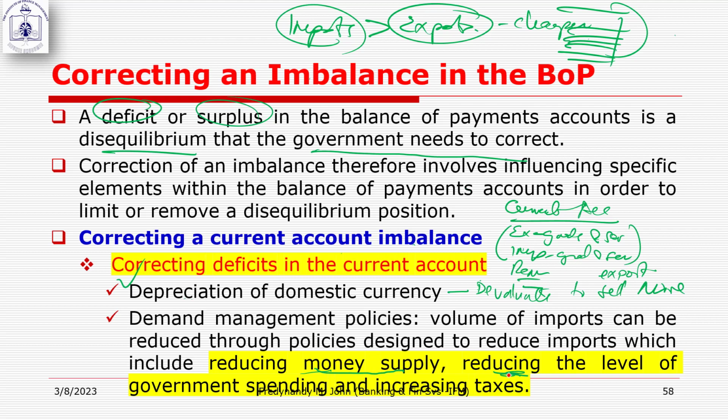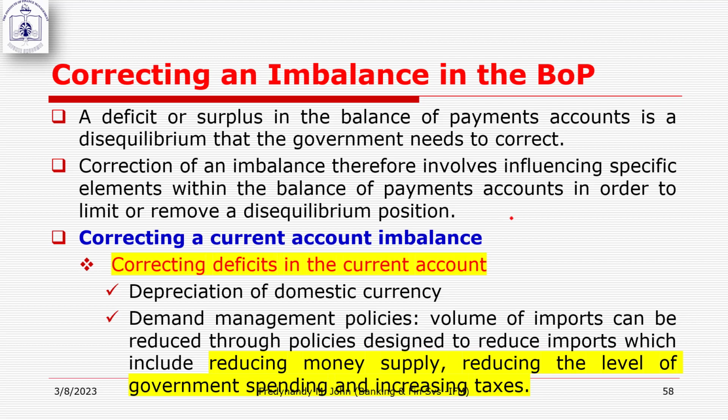Government expenditure, fiscal policy. If government does not spend, there won't be available funds to the public for some more expenditures. That way, you will be discouraging import. So you see, the point here is to discourage the level of imports. If money supply is reduced significantly, if the government reduces government expenditure, and at the same time increases tax, automatically you will discourage significantly the level of imports.